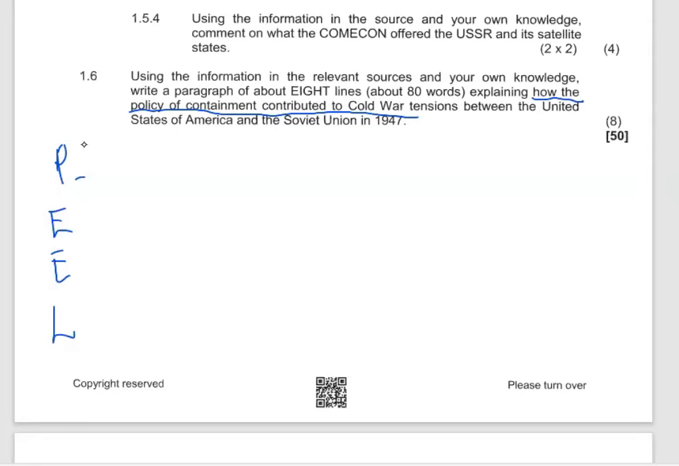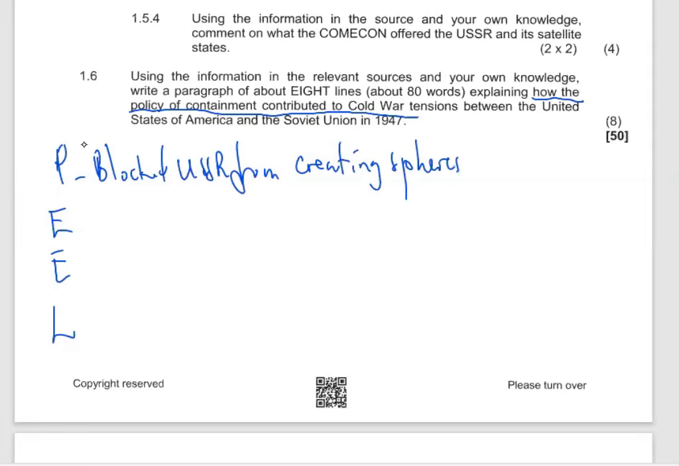Right. So in this instance, I will say the policy of containment, apparently, blocked the USSR from creating spheres of influence across Europe, or from expanding across Europe. That can be my independent answer.